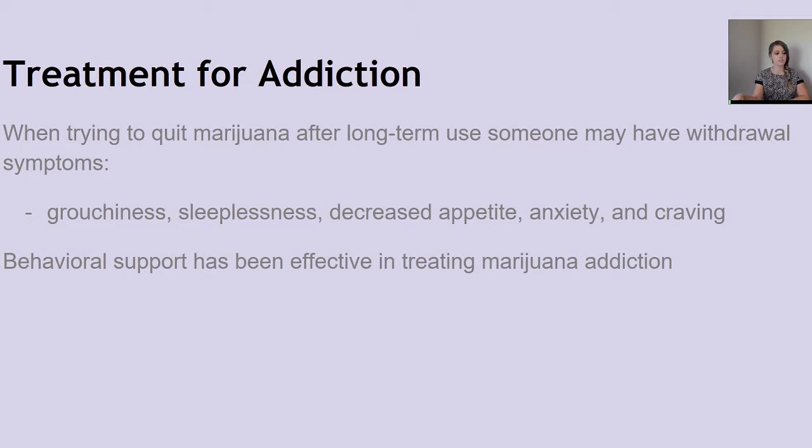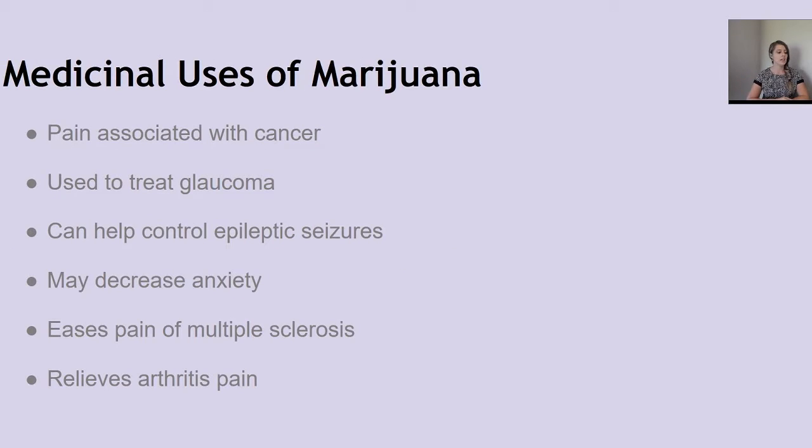Other symptoms include grouchiness, sleepiness, anxiety, craving, and decreased appetite, and behavioral support has been shown to be very effective in treating this marijuana addiction. Some medical uses of marijuana include pain associated with cancer, glaucoma. It can help decrease anxiety. It can help control epileptic seizures, multiple sclerosis, and it can also relieve arthritis pain.